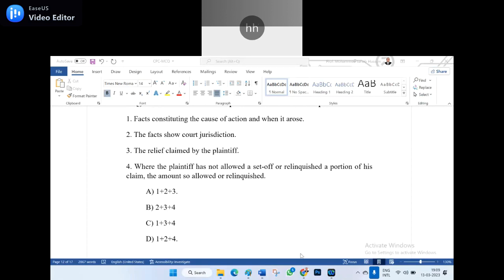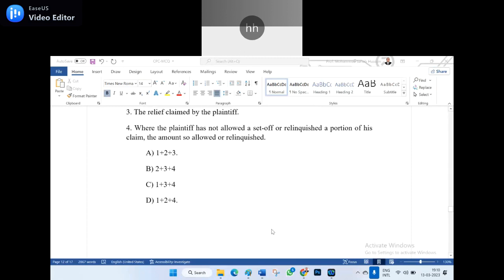Okay, now in 1, 2, 3, 4, I made one fabricated wrong. And here I have given the options. A, 1 plus 2 plus 3. B, 2 plus 3 plus 4. C, 1 plus 3 plus 4. D, 1 plus 2 plus 4. Shoot, which is the correct option? Sir, A is right answer, 1 plus 2 plus 3. You are right.